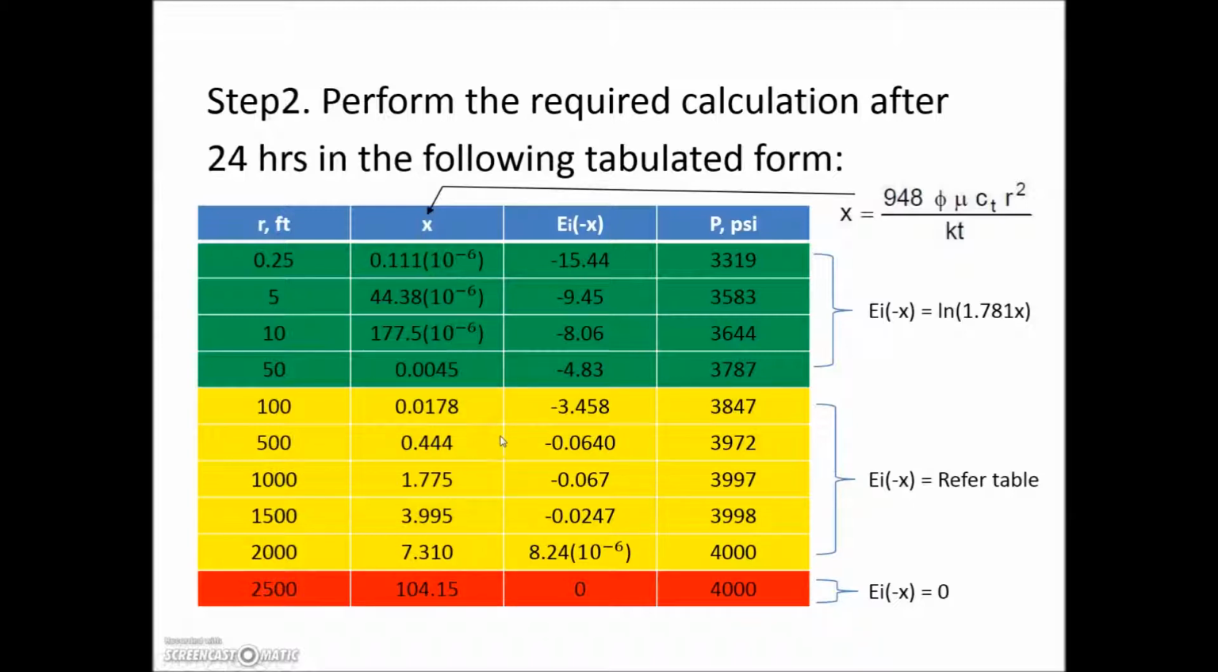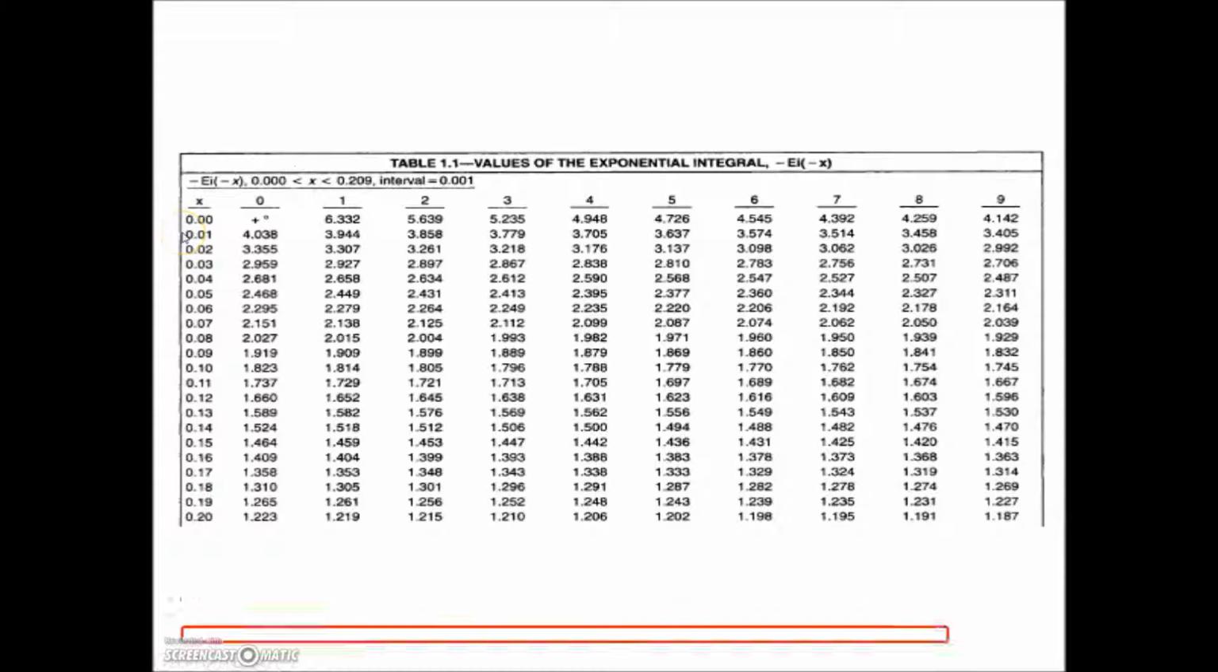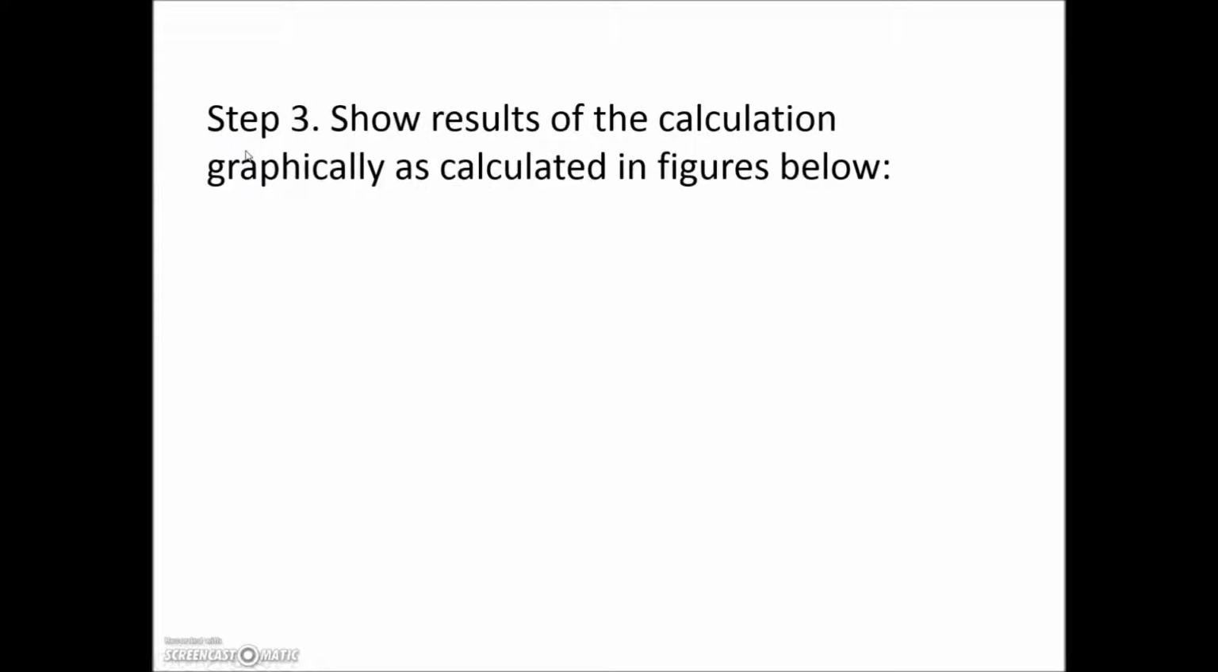Now, I will explain how to get the value of Ei by using the table. We take an example. We choose the value of x of 0.0178. Referring to the table, we round off 0.0178 to 0.018. So, we can get the value of Ei, which is 3.1458.